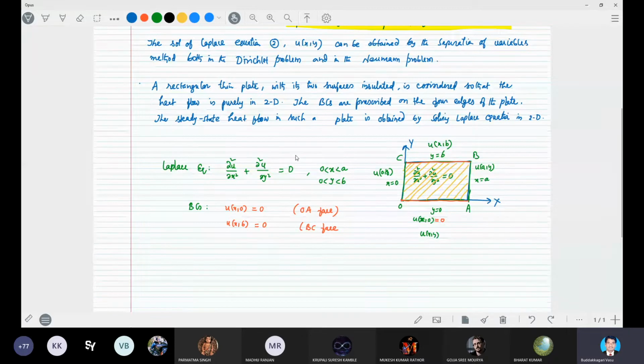And also consider one condition. I am generally writing u here: u(0, y) is also considered 0, and u(a, y) is equal to some function of x. This is the OC face, and u(a, y) means the AB face. All four faces of edges are described. These are the boundary conditions.